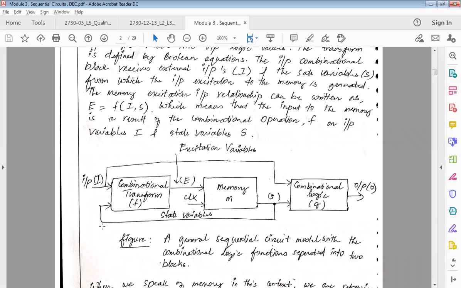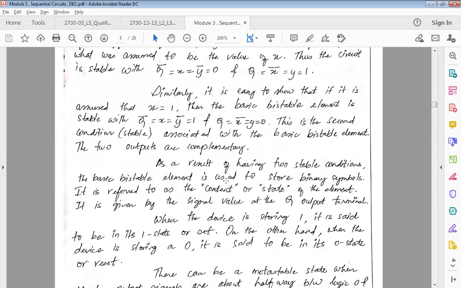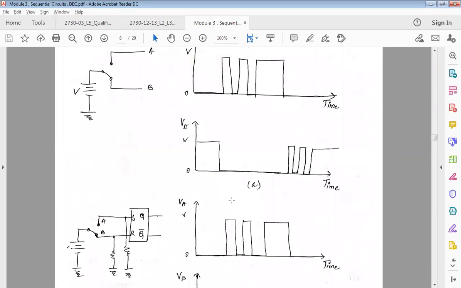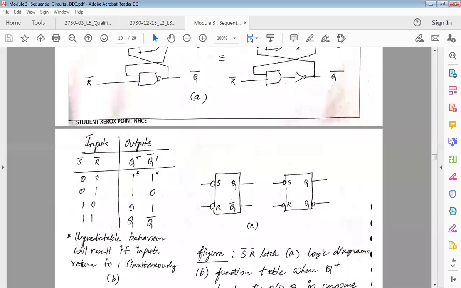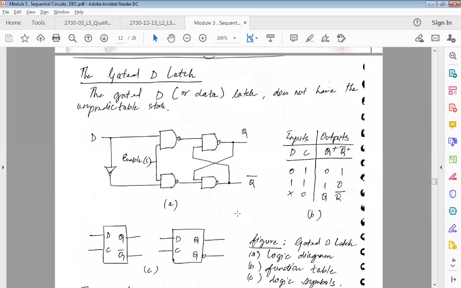We will be doing a lot of exercises based on these state variables and excitation variables in the upcoming classes, where I will show you a glimpse of how we will solve problems based on these tables. Now, let me go to the problem section.